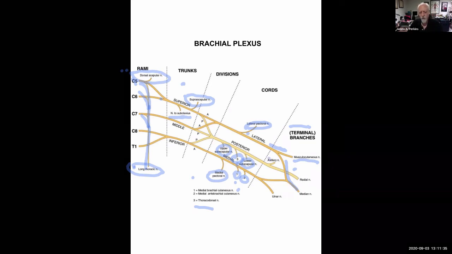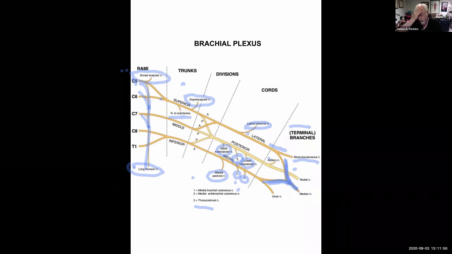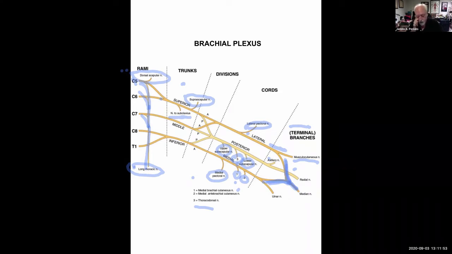Now, I said that the other terminal branch of the lateral cord is a contribution to the median nerve. The median nerve is receiving contributions from both the lateral cord and the medial cord. So you can see how there are branches coming from both of those cords that then join together to form the median nerve. The word median in this case, notice it's not medial nerve with an L, it's median with an N. Median means runs right down the midline. And this nerve actually runs right down the midline of the brachium and continues into the forearm as well and runs right down the midline of the forearm.